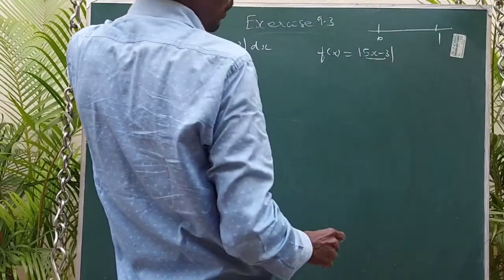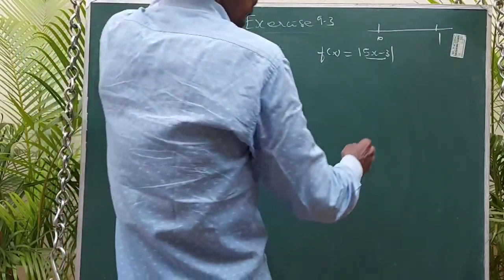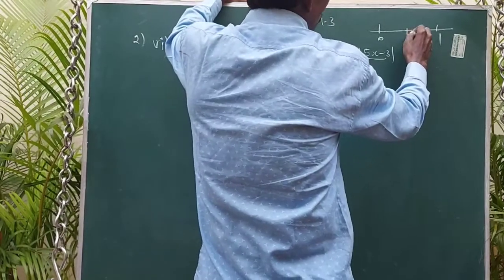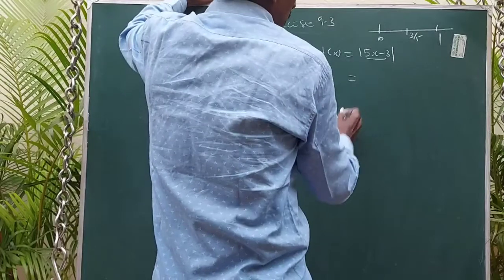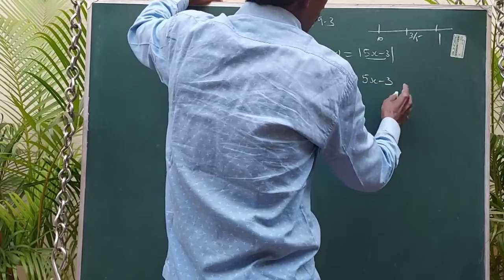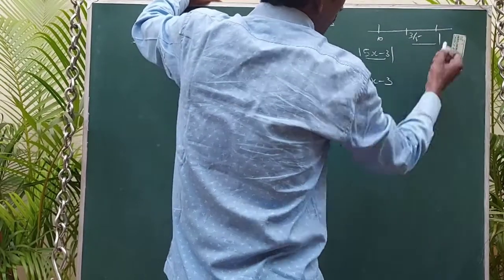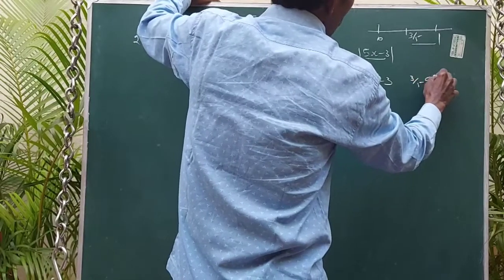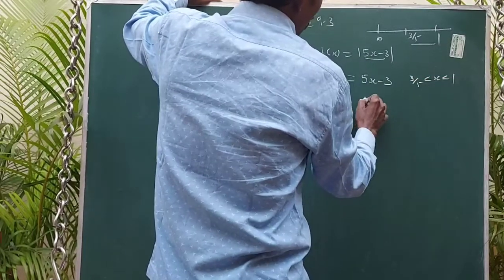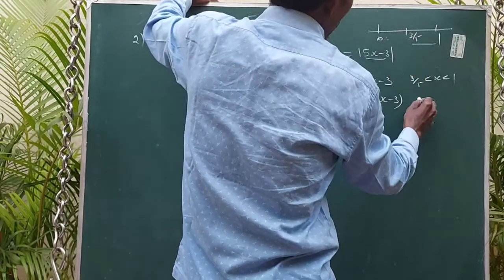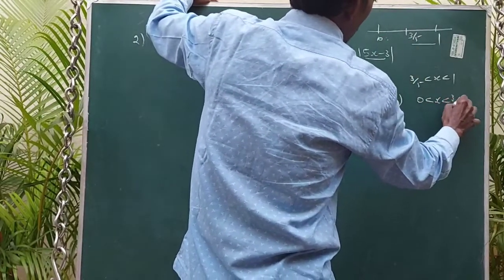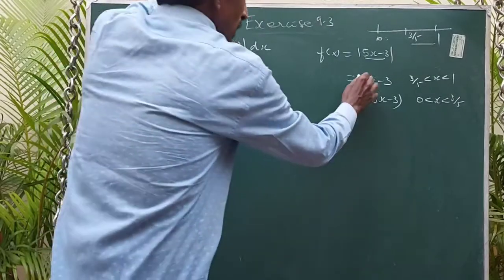If we equate it to 0, we get 3 by 5. So 3 by 5 is the intermediate value between 0 and 1. It is equal to 5x minus 3 if x lies in the interval 3 by 5 less than x less than 1, and negative of 5x minus 3 if x lies in the first interval, 0 less than x less than 3 by 5. Are you clear?